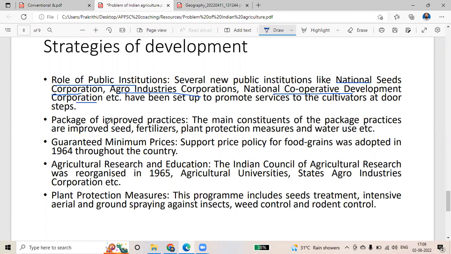Then the package of improved practices. For this there are improved seeds, improved fertilizers, plant protection measures, water use. To do all of this, there are certain packages being practiced. If you do this, they will give information, help, subsidies, and many money packages. They will give this much money to buy this, or if you do this, the government will give this much subsidy to the farmers. So the package of improved practices gives all this.